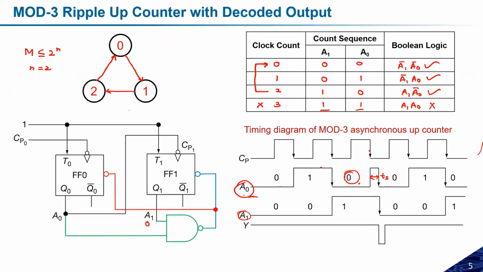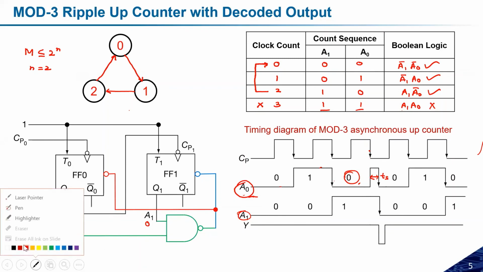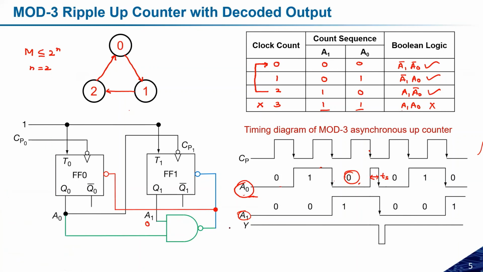Can you repeat your question? In the timing diagram, how does that curve of Y come? This Y is nothing but the output of this AND gate. So what will happen? If the inputs are 0 and 0, I will get high. 1 0, I will get high. 0 1, I will get high.